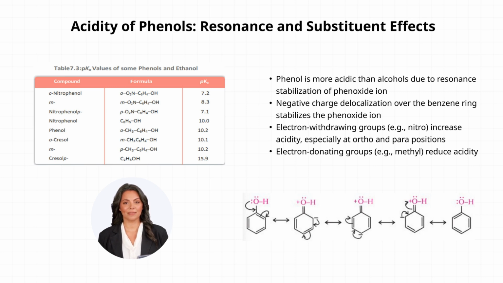The table lists pKa values for various phenols and ethanol. Notice how electron-withdrawing nitro groups, NO2, at ortho and para positions dramatically lower pKa, making phenols far more acidic. Conversely, electron-donating methyl groups slightly raise pKa, reducing acidity. This interplay of resonance and substituents is like a tug-of-war over electron density, determining how easily the proton leaves. Such understanding is pivotal for chemists designing molecules with specific acid-base properties.